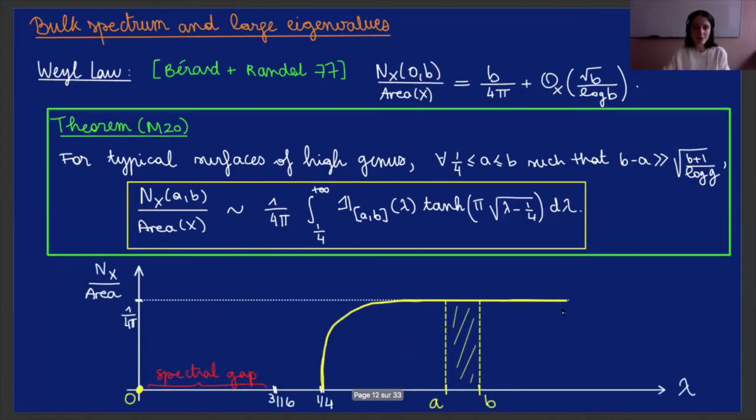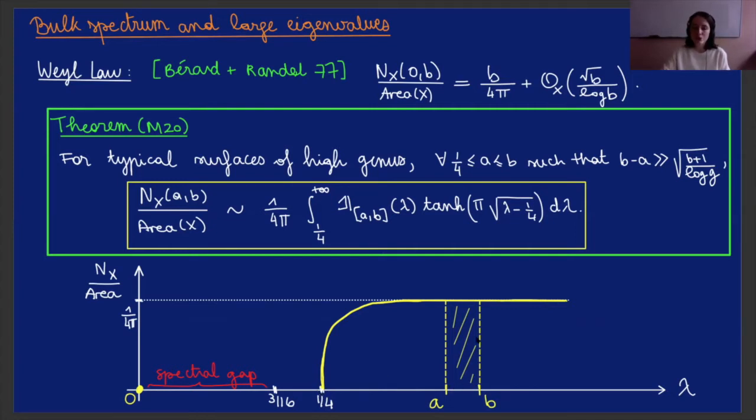So let's represent this. I have a plot representing the density of the spectrum divided by the area. And the density of the hyperbolic plane is a function which starts at a quarter, goes up very, very quickly, and then has a plateau at 1 divided by 4 pi. And what this statement says is that the number of eigenvalues between A and B is well approximated by the area under this curve. So in particular, below a quarter, you don't expect there to be a lot of eigenvalues.